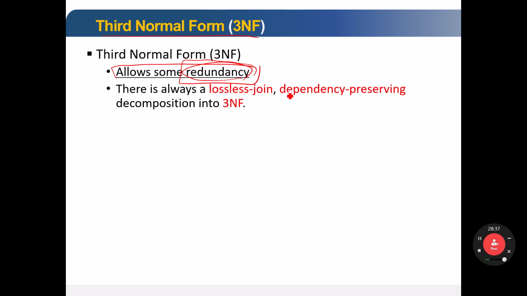So 3NF always preserves functional dependency. Therefore, when you join the decomposed tables, you will lose nothing. You can always restore the large table without losing anything.